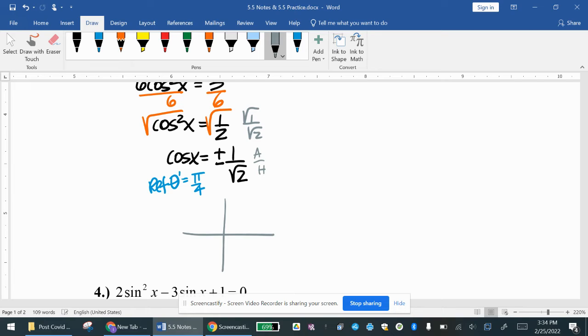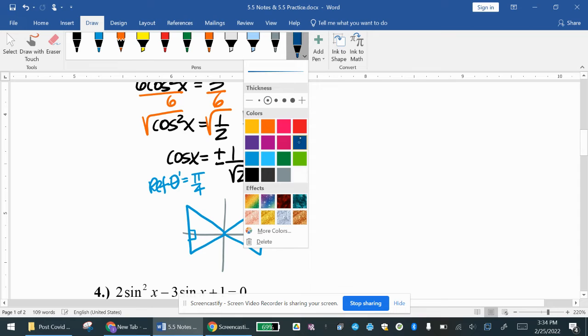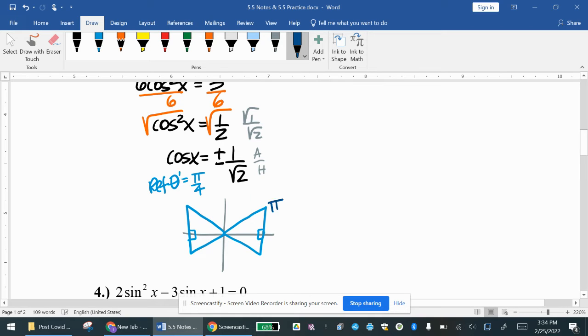Since our answer was plus or minus 1 over root 2 for the cosine, that means we need to give all the answers in wherever cosine is positive, which is our quadrants 1 and 4, and wherever cosine is negative. So those angles are pi over 4, 3 pi over 4, 5 pi over 4, and 7 pi over 4.